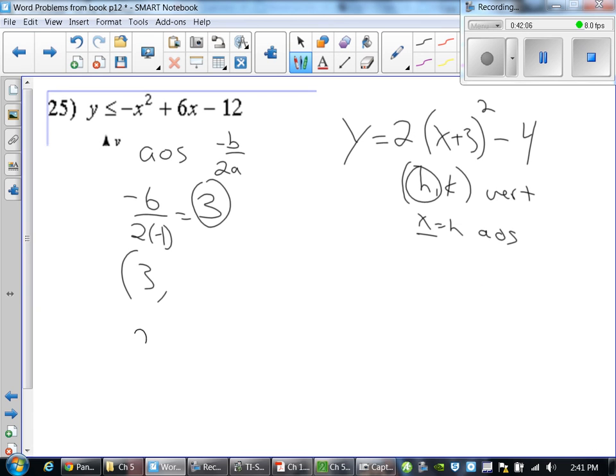Substitute back in here, you get 9 with a negative in front of it, plus 18 minus 12. So you get negative 9, you get negative 3. There's your vertex. You know that it's down like a frown, so it's a maximum. Your vertex lies on the axis of symmetry. That's the whole point of being able to find it.